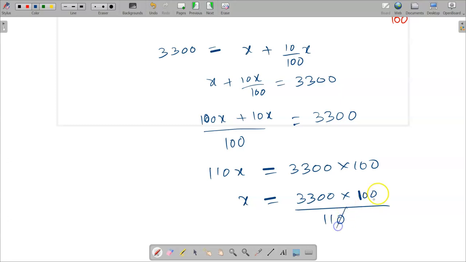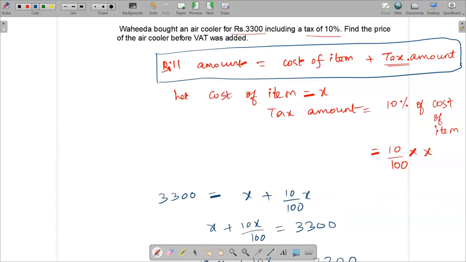Now the 0 gets cancelled. When we apply the 11 table, 11 ones are 11, 11 threes are 33. Here the 00 you have, just put as it is. So 300 into 10 is 3000. So x is nothing but the cost of the item.